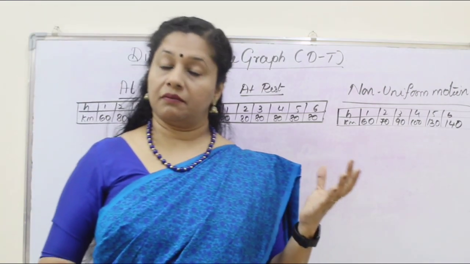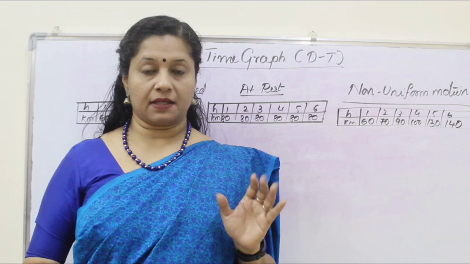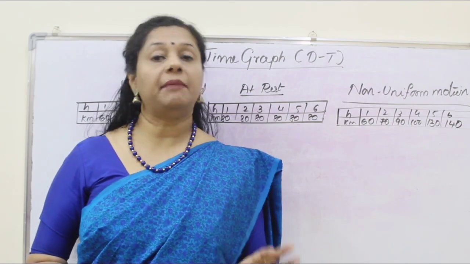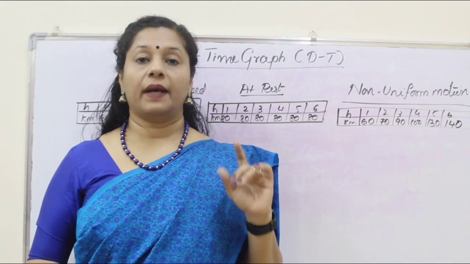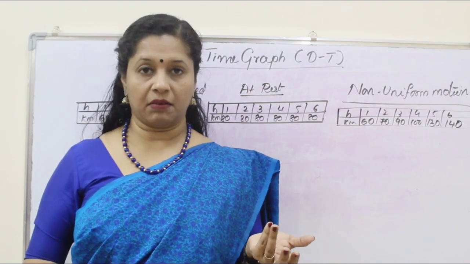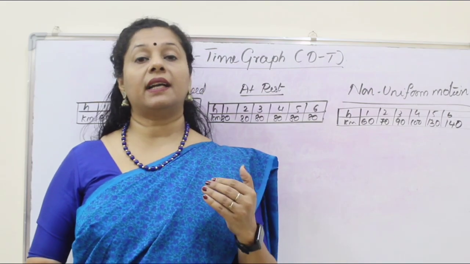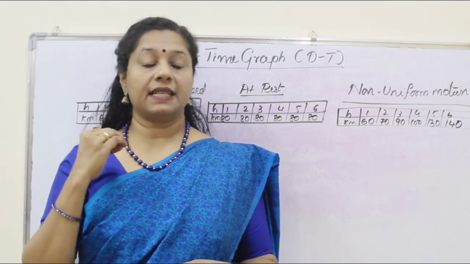Whether it is velocity time graph or distance time graph, we are taking two parameters. Of this, time is an independent variable. So we always take time in the x-axis, whereas the velocity or distance we are taking are dependent variables. They depend on the time, right? So they are taken on the y-axis. So let's come to distance time graph.